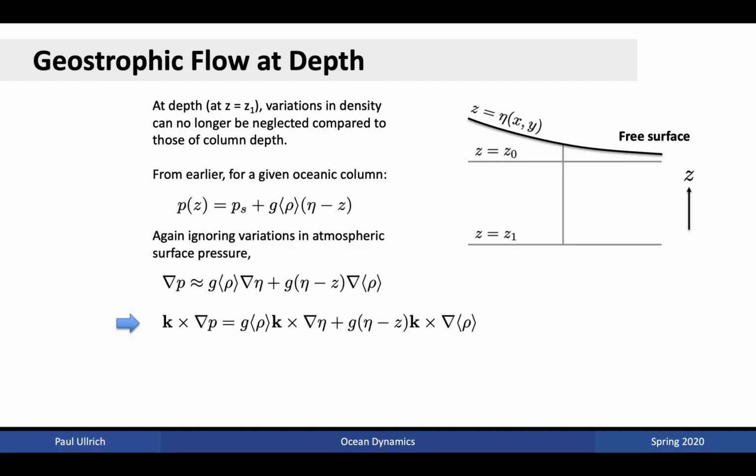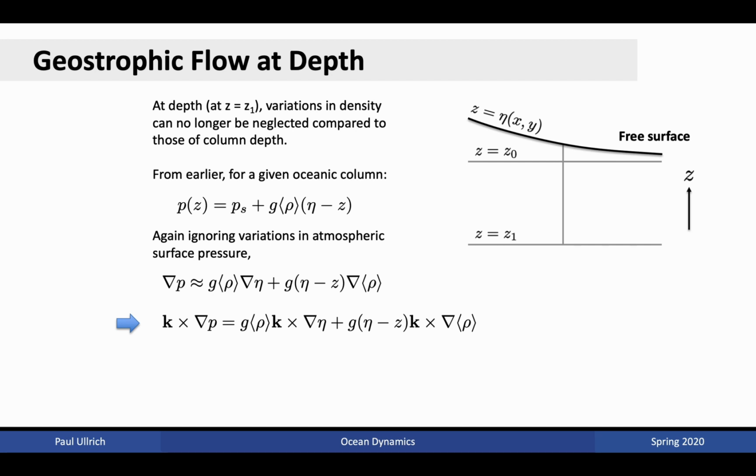All right, let's consider the alternative flow regime, that is, geostrophic flow at depth. In this regime, horizontal variations in mean layer density can no longer be neglected compared to those of column depth. So let's go back to our expression for pressure at arbitrary depth z. We're going to take the gradient of this expression again, but in this case, even ignoring variations in atmospheric surface pressure, we get a two-term expression for the gradient of P in terms of variations in the free surface height and horizontal variations in the mean layer density.